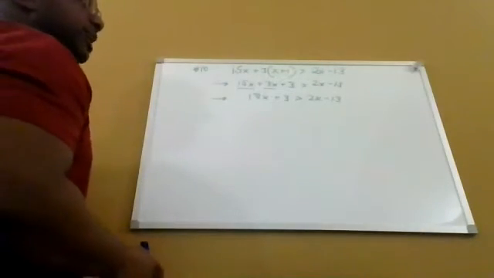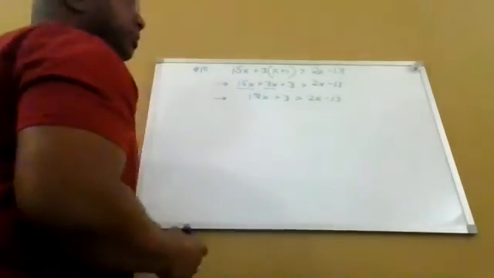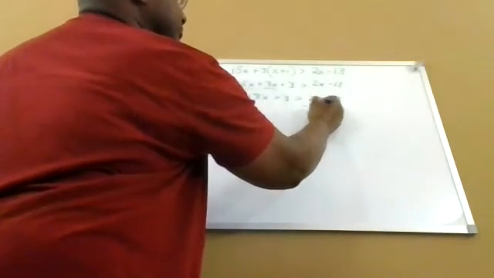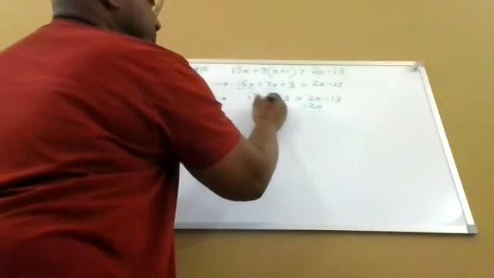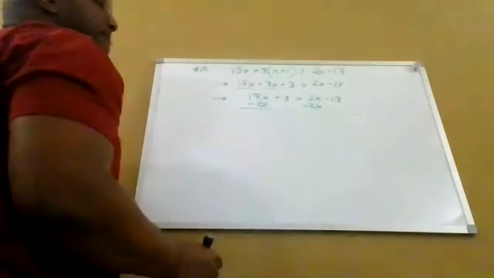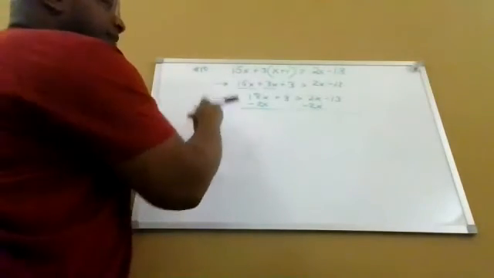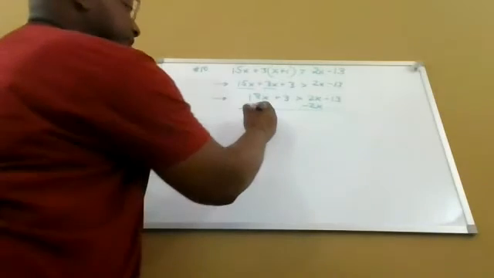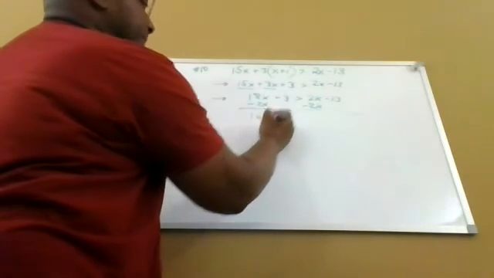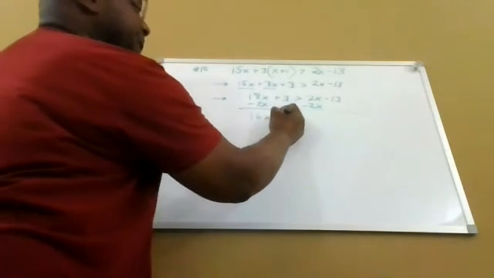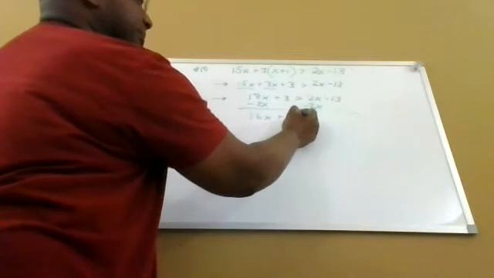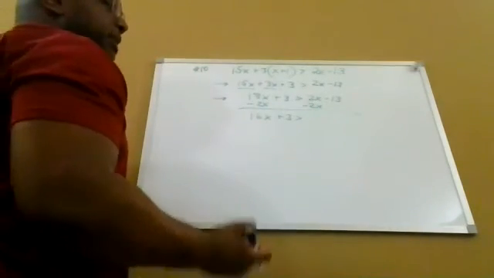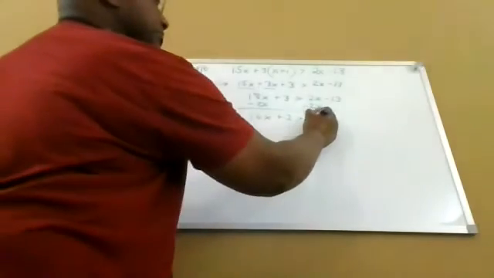Now I want to subtract 2x from both sides. On my left-hand side, I have 18x minus 2x equals 16x. Bring down my plus 3. Bring down my greater than sign. 2x minus 2x is 0, and I bring down my negative 13.